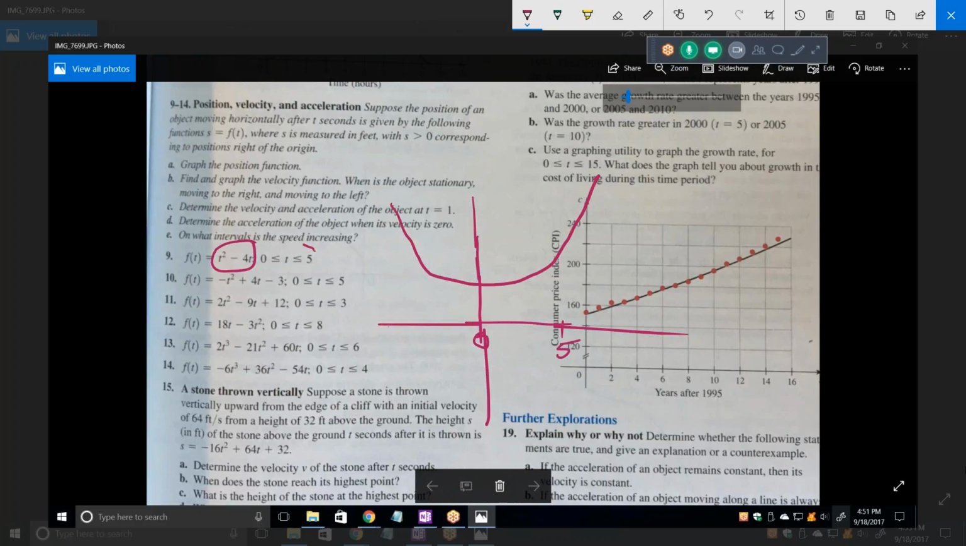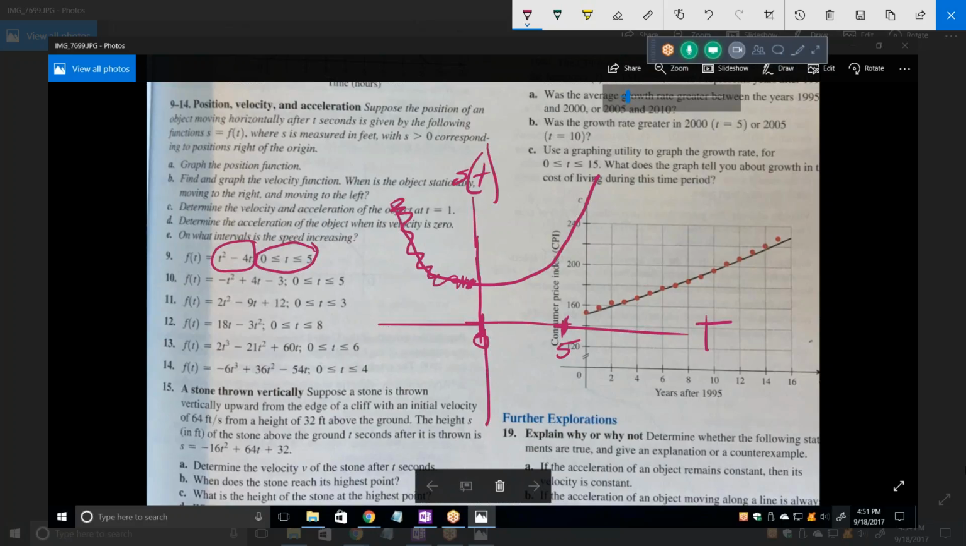But notice our domain is restricted. We're only restricted from there to there. Why? Because you can't have negative times ever. Time is always positive. So if I want to erase, in other words, that part of the curve is not critical. Only part of the curve we're looking at is to the right here. So there's the graph of the position function. This is s of t. This is t.